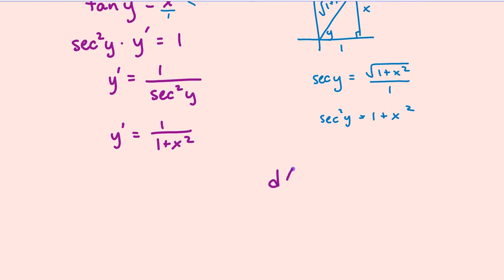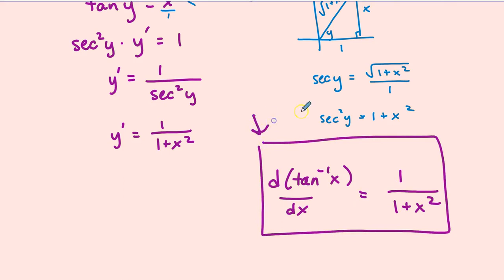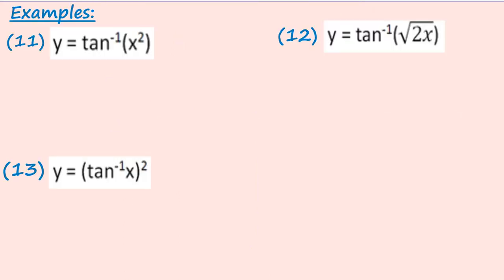So what that's telling us is that the derivative of the inverse tangent function with respect to x is 1 over 1 plus x squared. So again, you want to memorize that and make it stand out in your notes. Okay, so let's do a couple of examples of that.